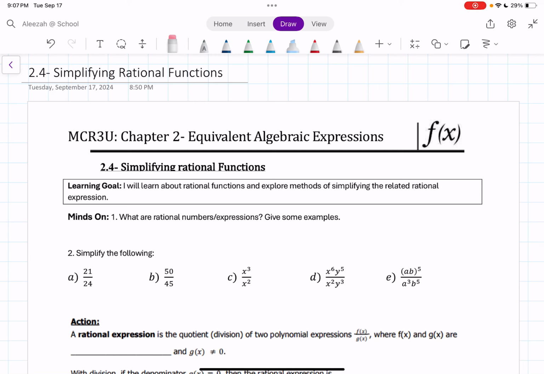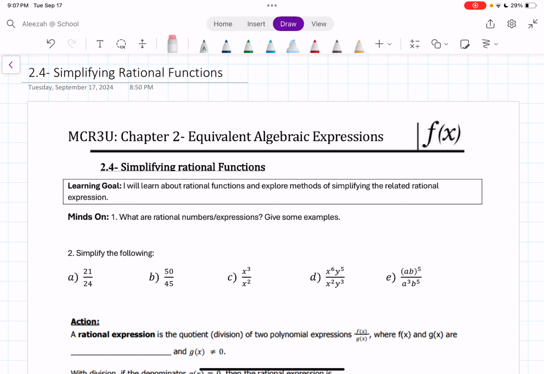Hi guys, today we are learning about how to simplify a rational function. Okay, the first question is what is a rational number or expression? Give some examples. So when it comes to a rational number, a number that can be written as a fraction is called a rational number.